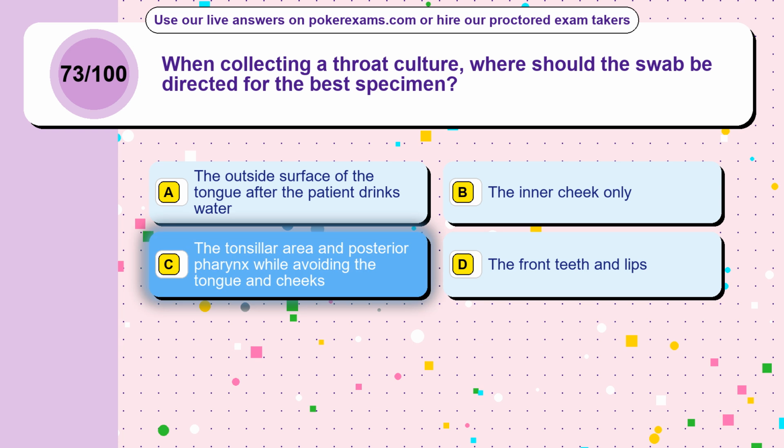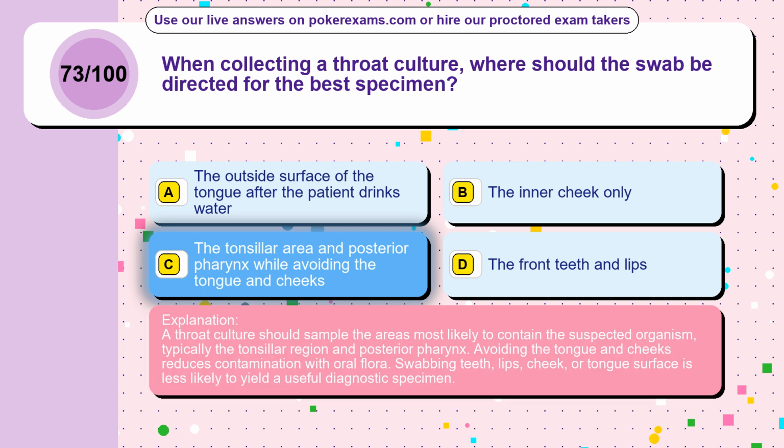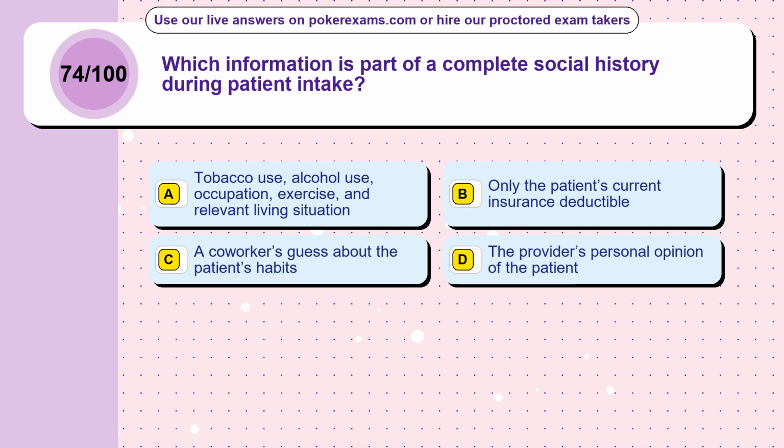The correct answer is option C. The tonsillar area and posterior pharynx while avoiding the tongue and cheeks. A throat culture should sample the areas most likely to contain the suspected organism, typically the tonsillar region and posterior pharynx. Avoiding the tongue and cheeks reduces contamination with oral flora. Swabbing teeth, lips, cheek, or tongue surface is less likely to yield a useful diagnostic specimen. Question 74.